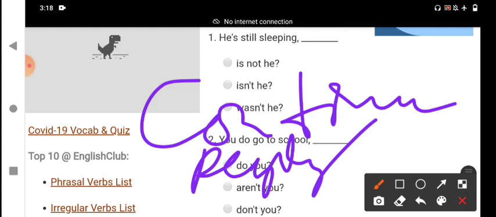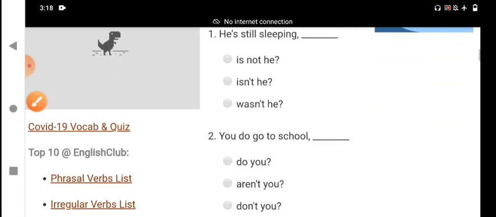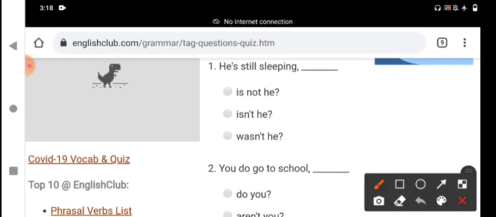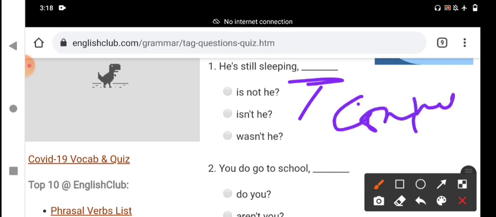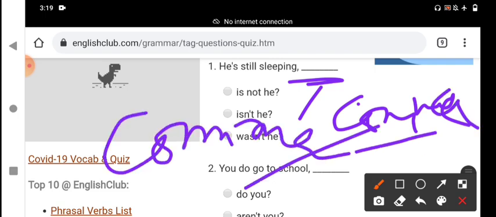There is always a comma in between the statement and the question tag. The comma is necessary, compulsory, in between the statement and the tag. At the end of the tag, you must put a question mark also. That is more important, my dear students.